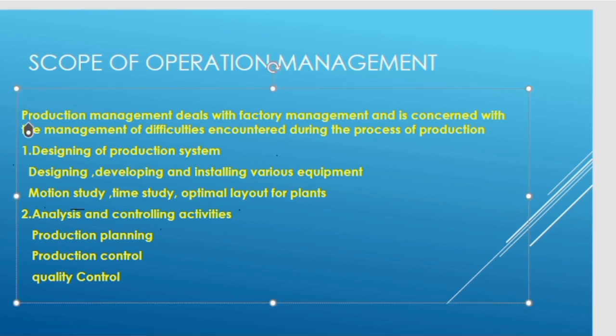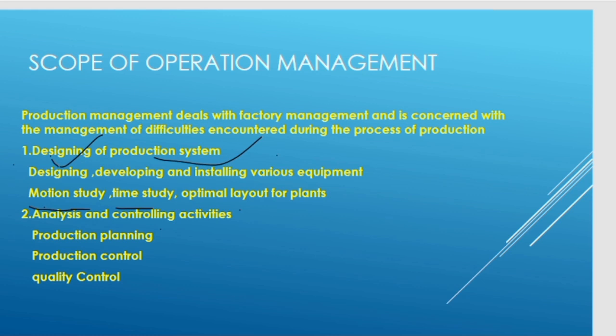The scope of operation management. In the scope of operation management, we consider what skills you are going to acquire after completing your operation management. First one is the design of your production system. In designing, we consider what your product will be and what USP you are going to have, and developing and installing the various equipment to develop your product. Motion study and time study give you the time required to manufacture your product, let's say from raw material to finished product. And optimal layout of your plant gives you the optimal use of the areas of your production house.